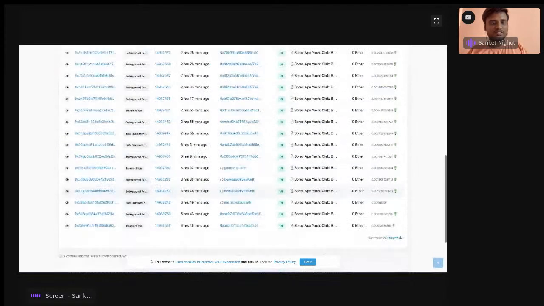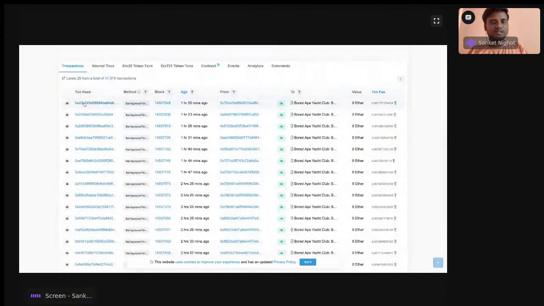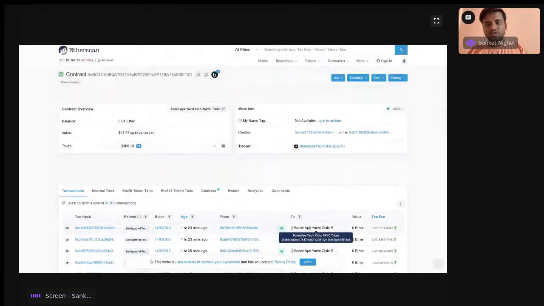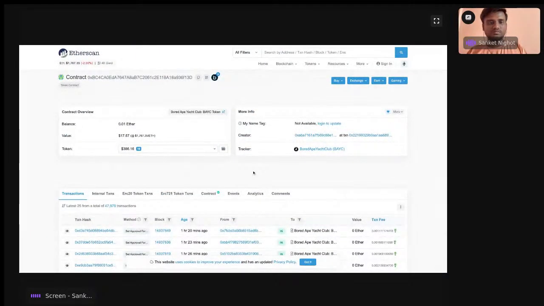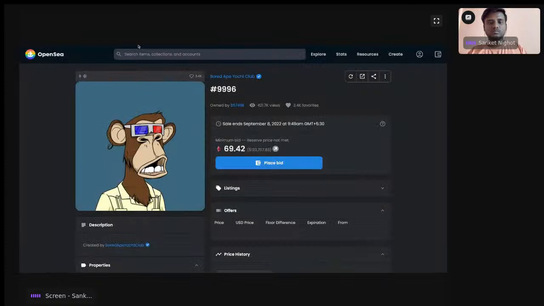You can see each and every transaction, like the transaction hash. The method is set approval for all. Then what block, how long ago, from this to this. So from where to where it was transferred, everything is listed out here, and you can track everything. This is how it works. So I think you got everything out of it.